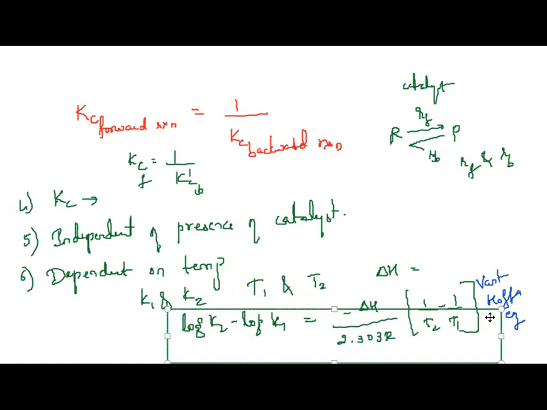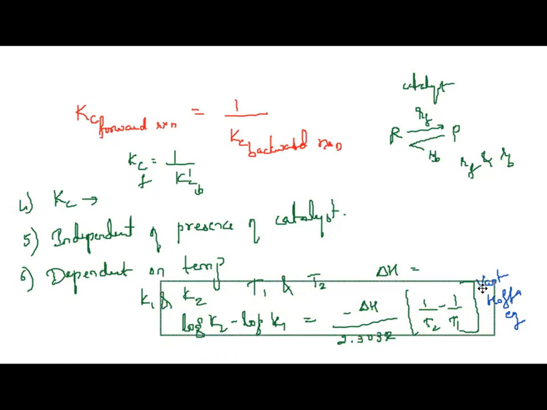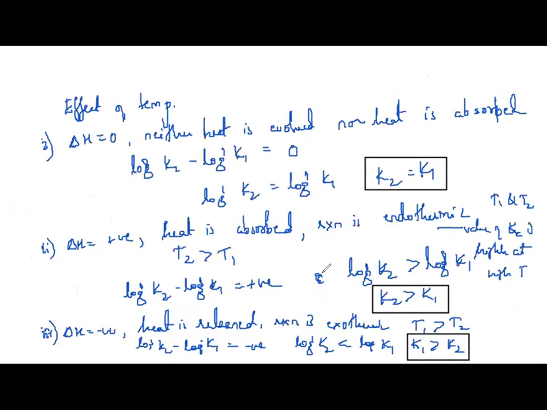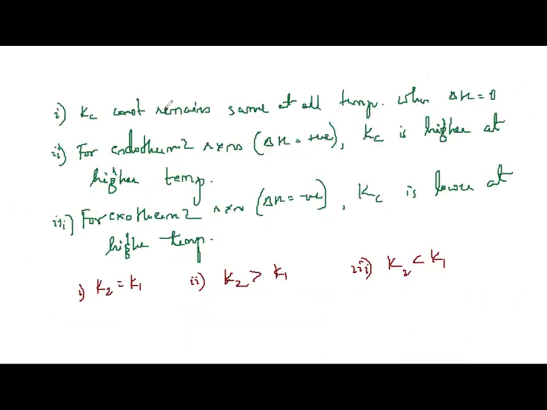Correct? This equation is for temperature dependence. So log of K2 minus K1 is equal to minus delta H upon 2.303 times 1 by T2 minus 1 by T1. Based on this, we can see the effect of temperature if delta H is 0, positive, or negative. That is, neither heat is absorbed nor released, heat is absorbed, and heat is released. What happens to the equilibrium constants at that time?